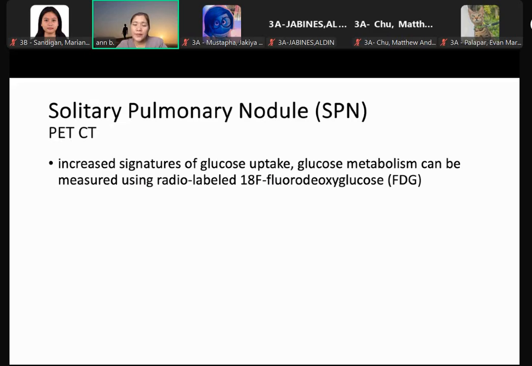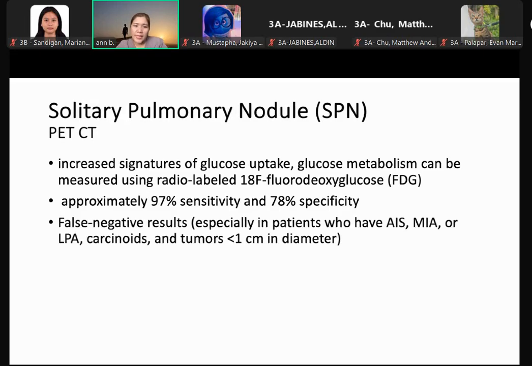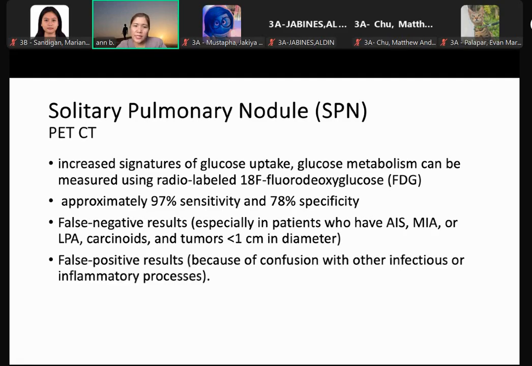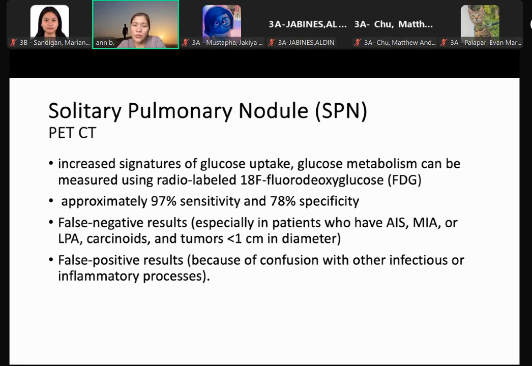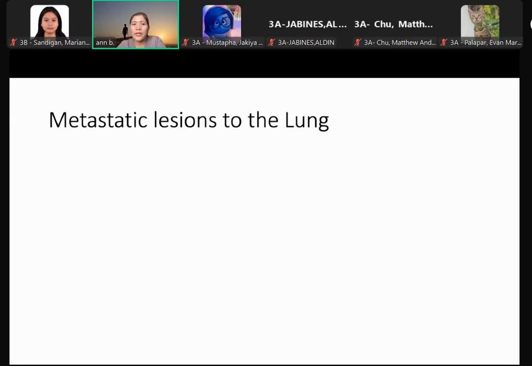So increased glucose uptake, glucose metabolism, can be measured using this 18FDG. It is 97% sensitive and 78% specific for SPN. So false negative results if the patient has AIS, MIA, or low-grade in situ cancer, carcinoids, and tumors less than 1 centimeter in diameter. False positive also, this is just a problem. You have the false negative and the false positive results because of the confusion with other infectious or inflammatory disease. So much better, if high suspicion, do the biopsy right away.